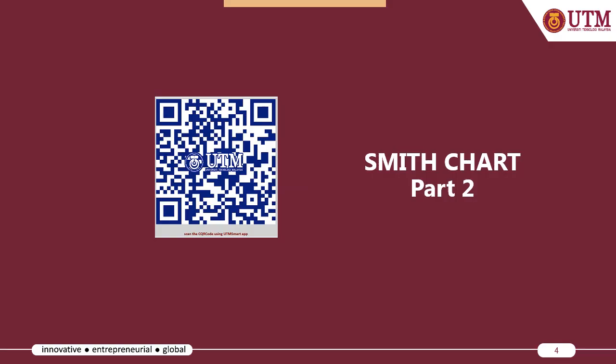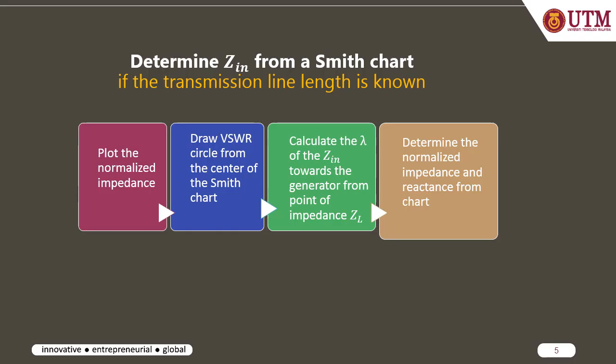Okay, let's continue on the second part of the Smith chart. Okay, the next part is to determine the input impedance from a Smith chart with the length of the transmission line known. Alright, so this is the Smith chart. So you know the ZL, and then you need to determine the Zin.